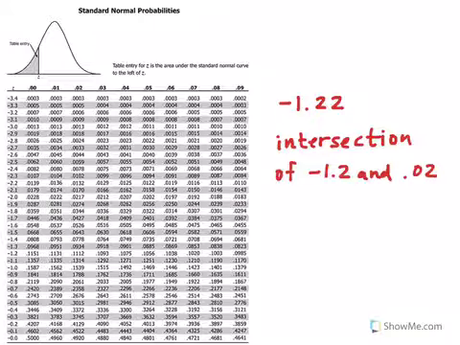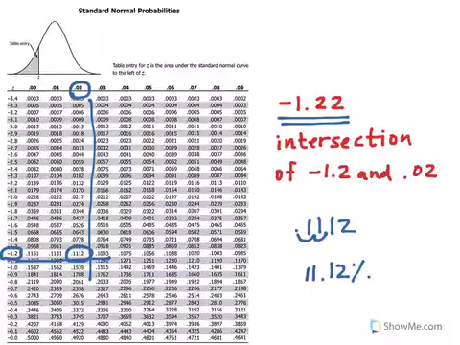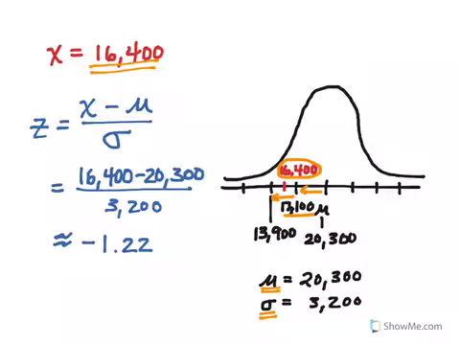So we would go to our z-score table. We have a negative 1.22, which is going to be found at the intersection of negative 1.2 and 0.02. So we'll find that intersection, and that is 0.1112. So we read that as a percentage, moving the decimal 2 places, 11.12%.